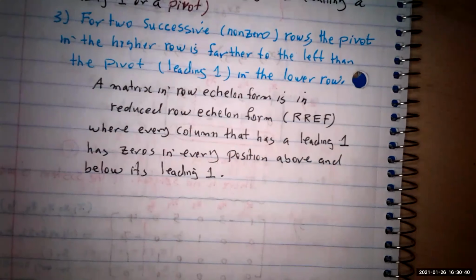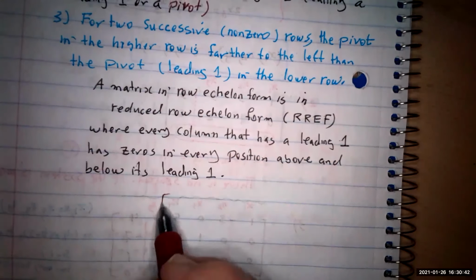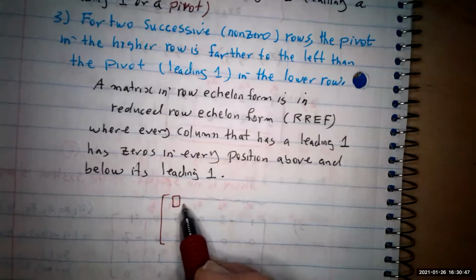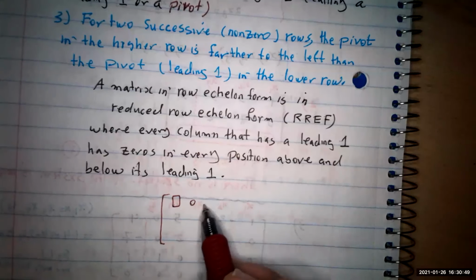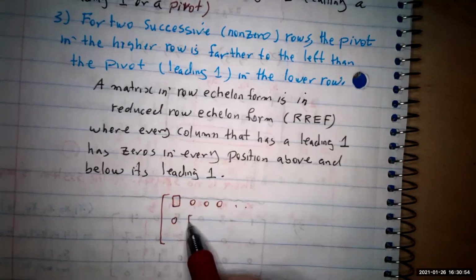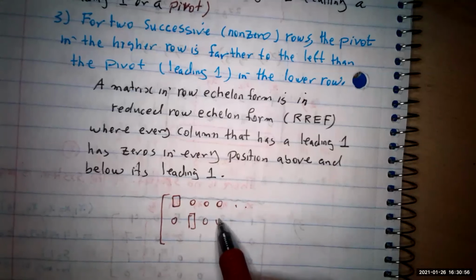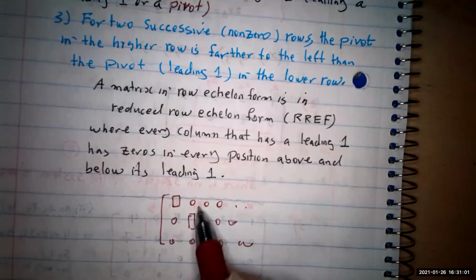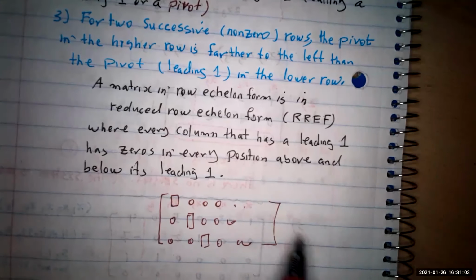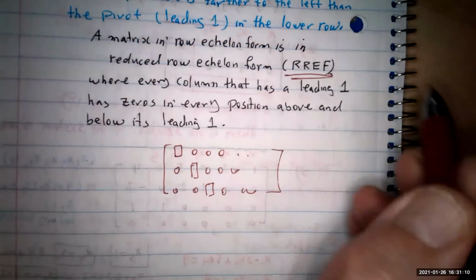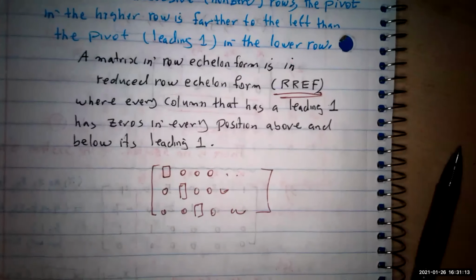So basically, this is a kind of format that you're going to have. You see, this is going to be your leading one, and everything else is zero. Then you got here, for example, this is it, and then you get here, this is it. So everything below and above these leading terms is going to be all zeros. In this case, this is going to be called a reduced echelon form.